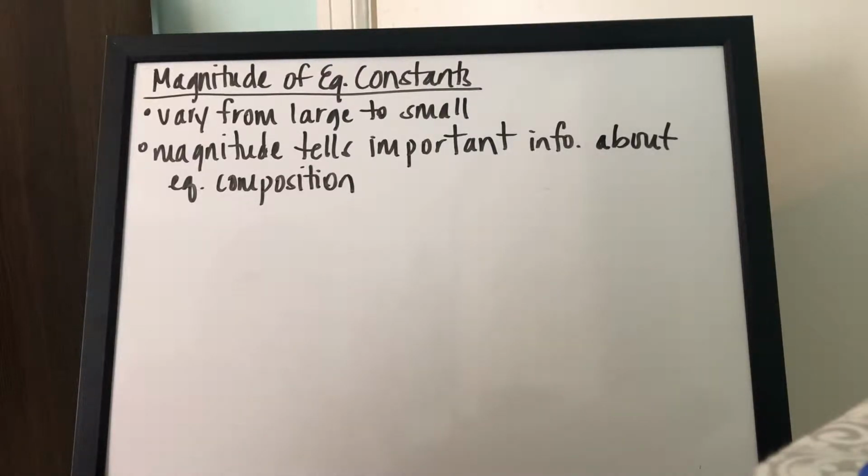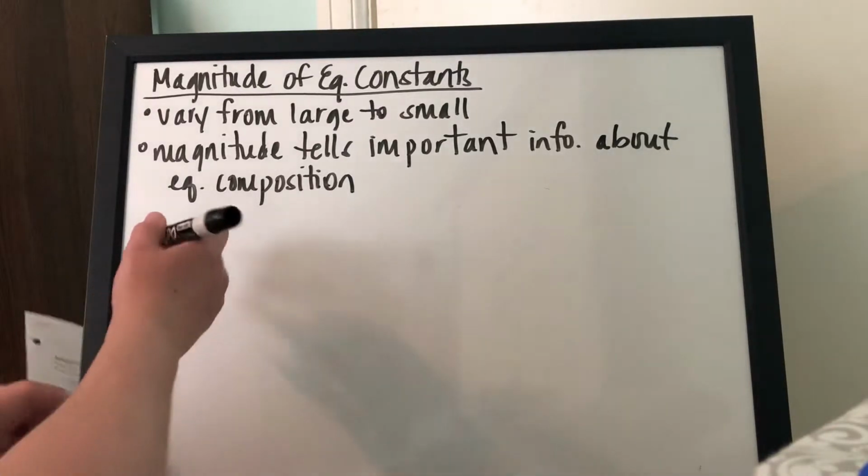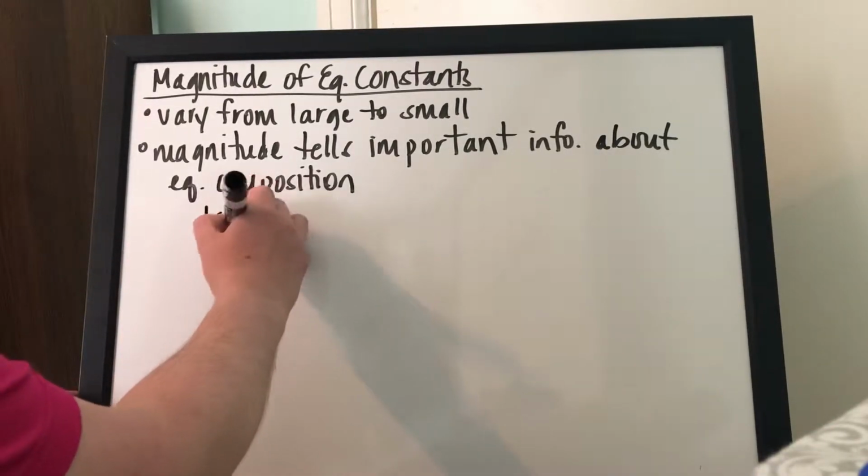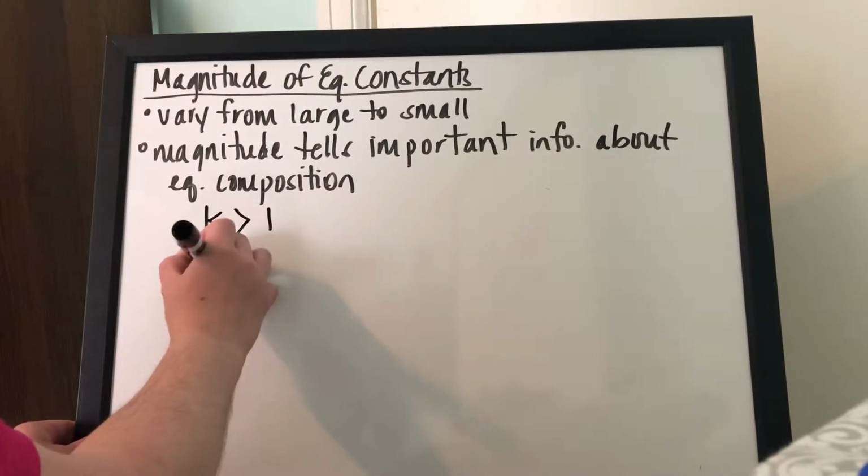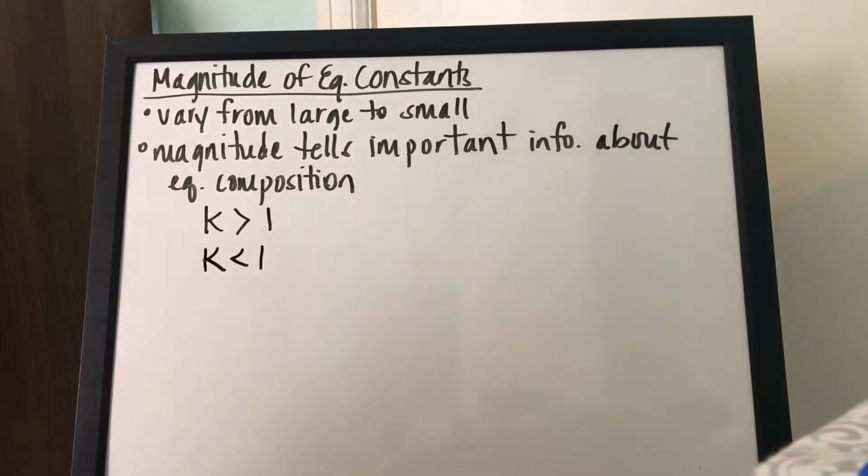And the magnitude, which is of course the size of Kc or Kp, tells us extremely important information about the equilibrium composition of the reaction or of the mixture, so to speak. So we basically have two situations where we have K that is greater than 1, or we have K that is less than 1. And we classify these into two separate groups based on their size.